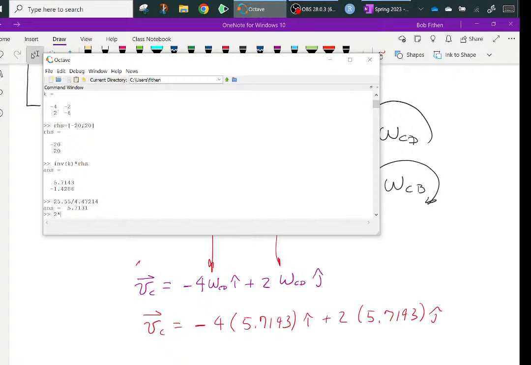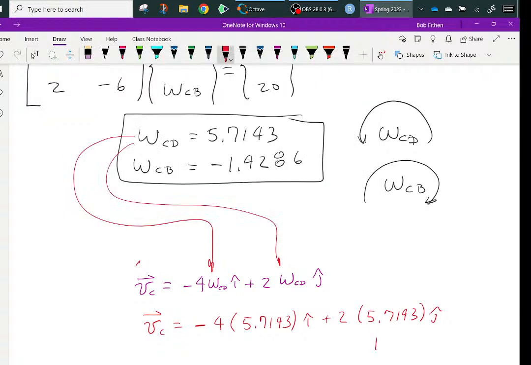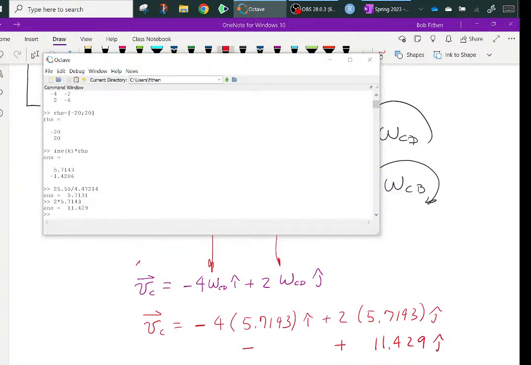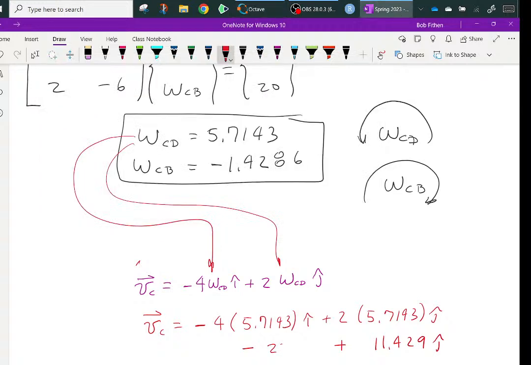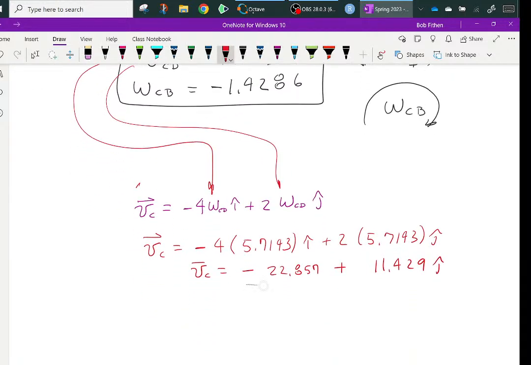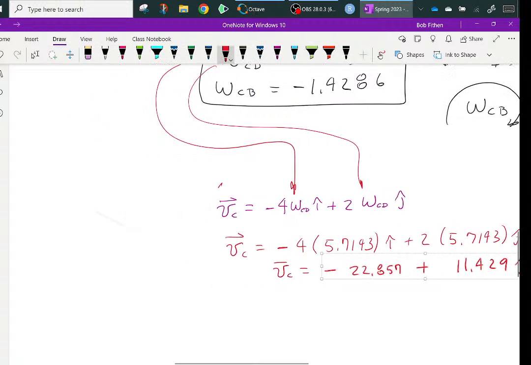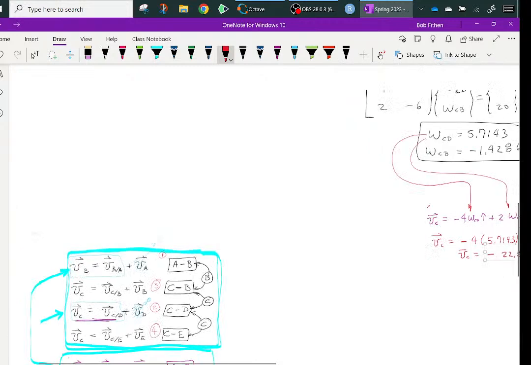Here we go. 2 times 5.7143, 11.429. And this one's got to be about 22. Here, I'll even do, okay, here we go. Times another 2, because that's what that one is. 22.857. And so then I'm going to use this again. And this time, I'm just going to do a copy. Go back over, find where that was at.